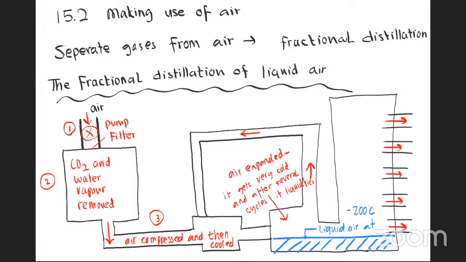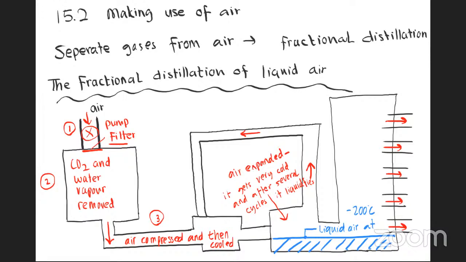All right, so this is the setup for fractional distillation of liquid air. For the first step, you're going to pump air into the plant. Okay, so this is the plant that carries out fractional distillation. So for step one, you pump air into the plant, and there is this filter right here, and the job of the filter is to remove the dust particles from air. Air is pumped into the plant and goes through this filter, which traps and removes dust particles.